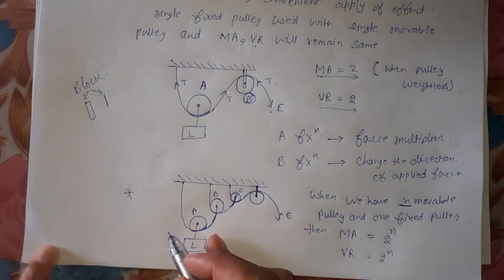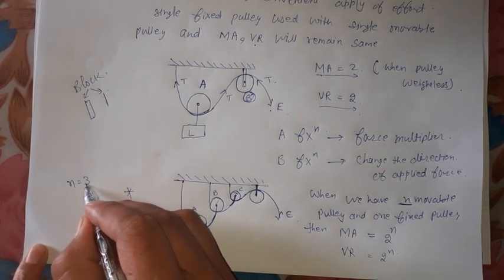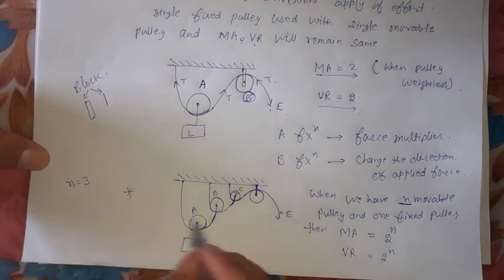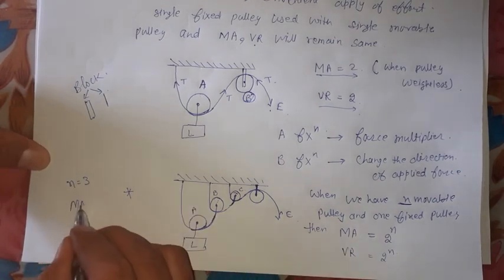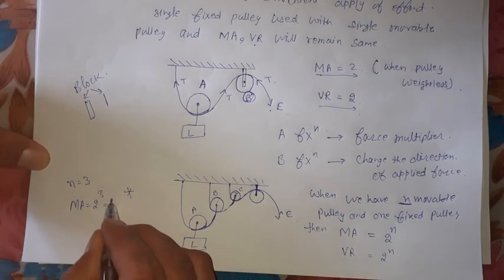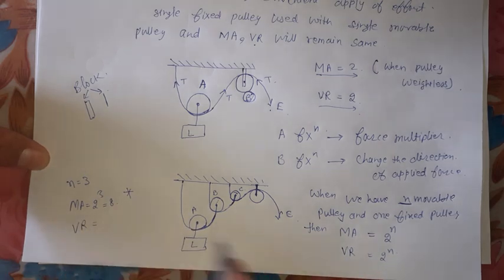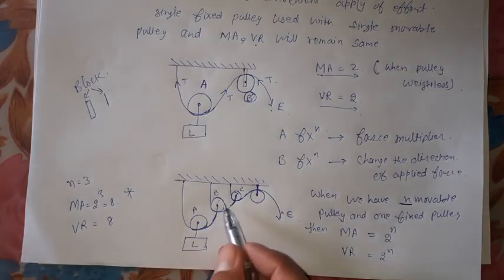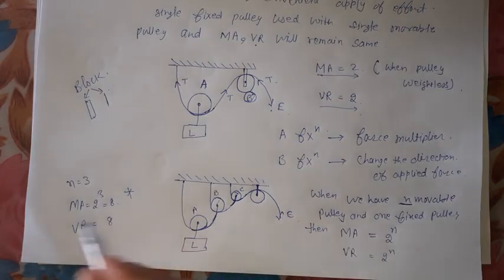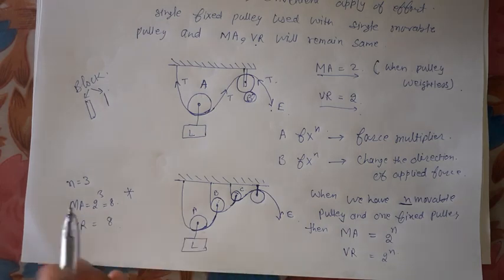Suppose that I am having 3 pulleys. What will be the mechanical advantage of this system? It is 2 to the power 3, which is 8. And the velocity ratio for this one is also 2 to the power 3, which is 8. If all the pulleys are weightless, then mechanical advantage and velocity ratio are equal. If not, then mechanical advantage will be smaller than the velocity ratio.